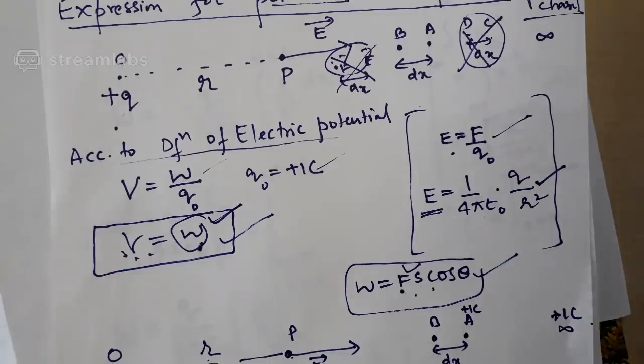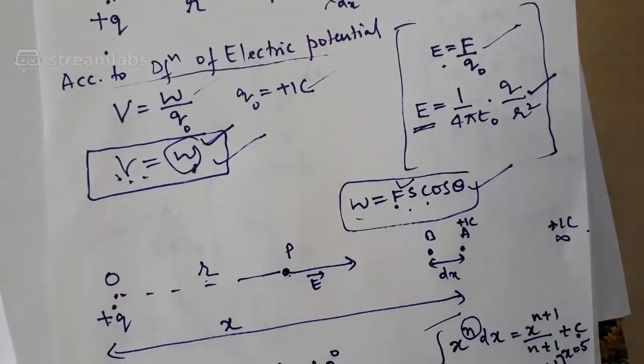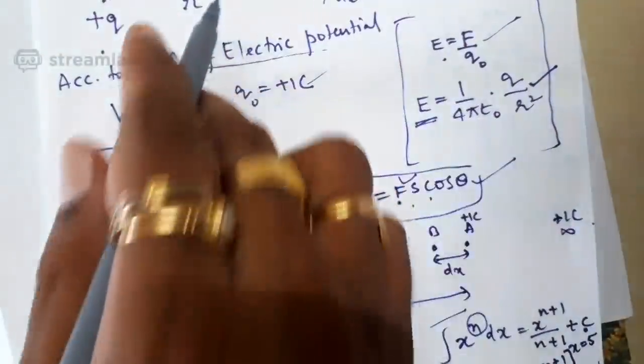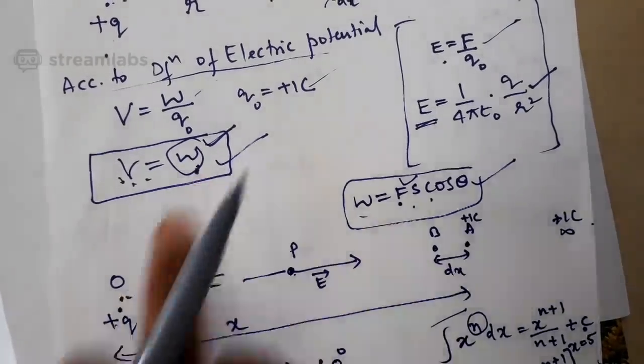infinity to point P. But the problem you face there is, whenever you talk about work done, the formula that strikes your mind is W is equal to Fs cos theta. But you know that formula has a limitation. The formula is applicable only when force is constant. But when you are moving a plus 1 coulomb charge from infinity to point P, force is not at all a constant. You are applying a variable force. Correct? So I can't use this formula directly in calculating the total work done.